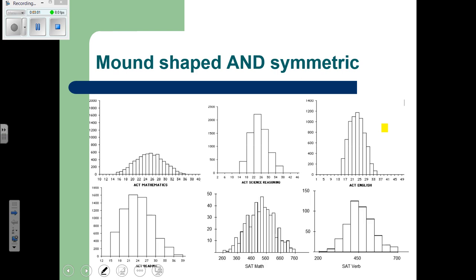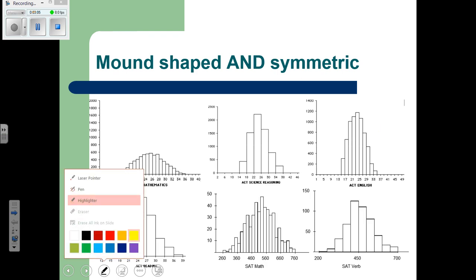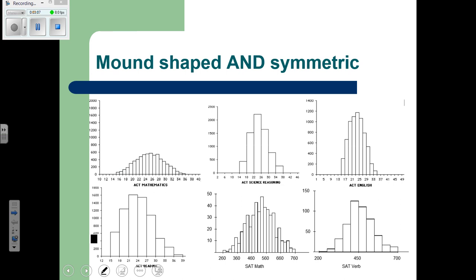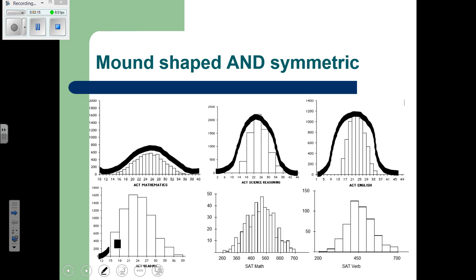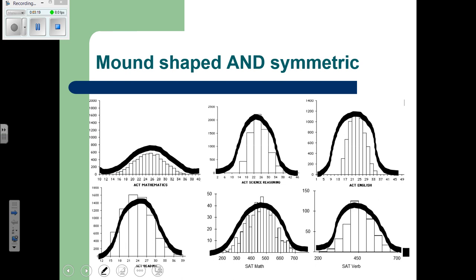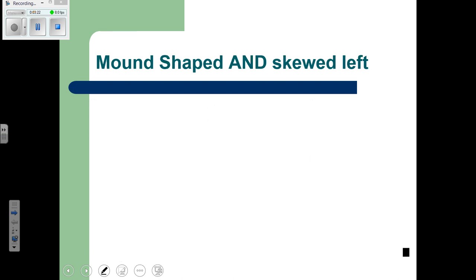So some of the ways we could describe it: mound-shaped and symmetric. So if you look at these 6 sets of data, if you kind of draw a line over the top of it, all of a sudden you start to see that mound shape, and you can see that it's relatively symmetric on both sides. So it doesn't have to be perfectly symmetric, but you can kind of see the way that plays out.